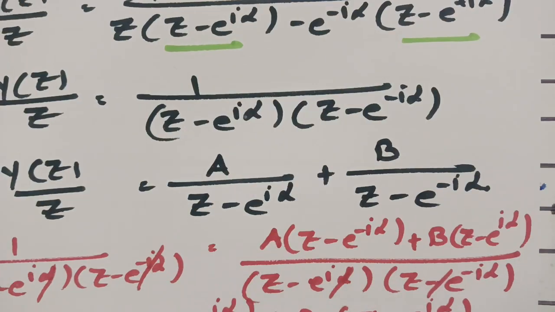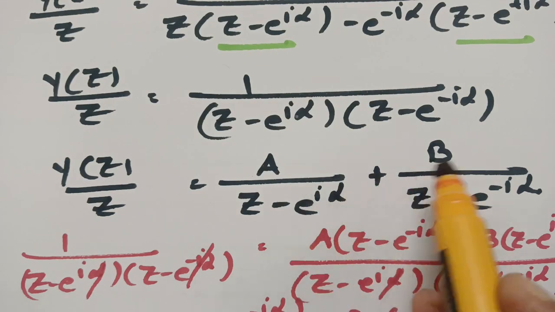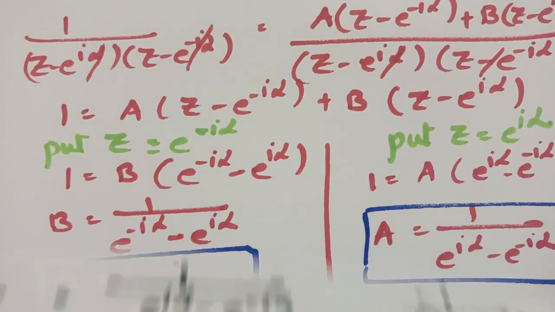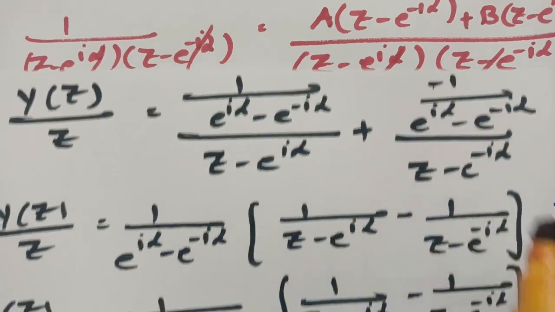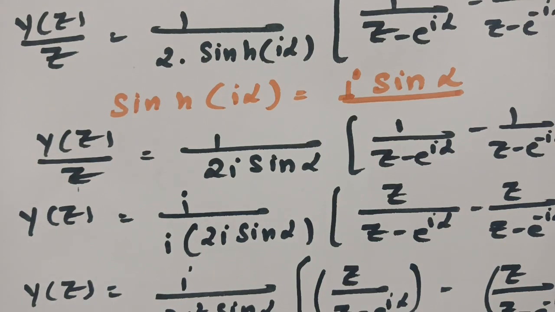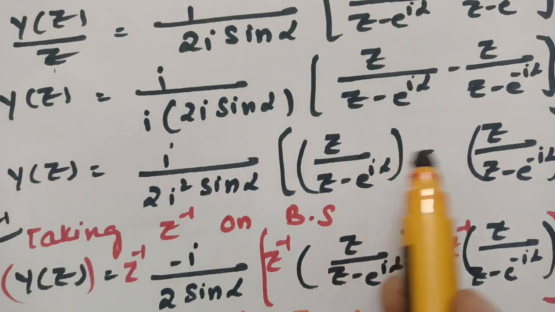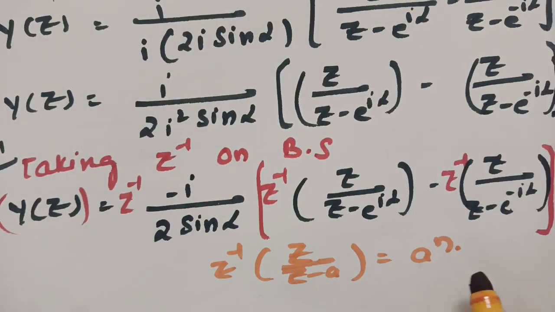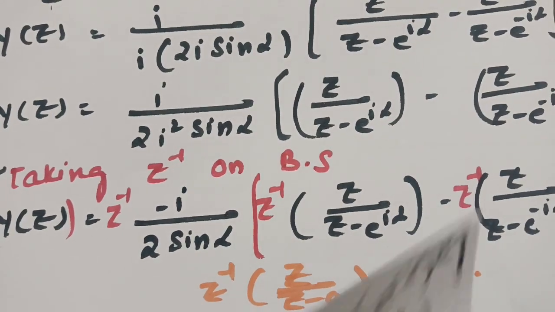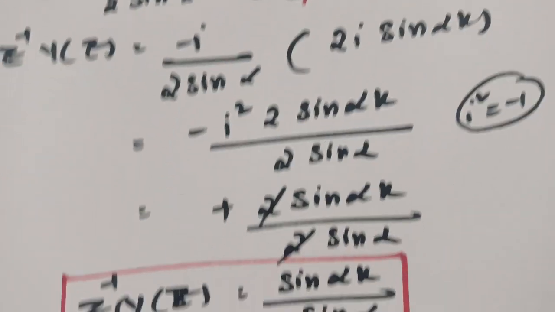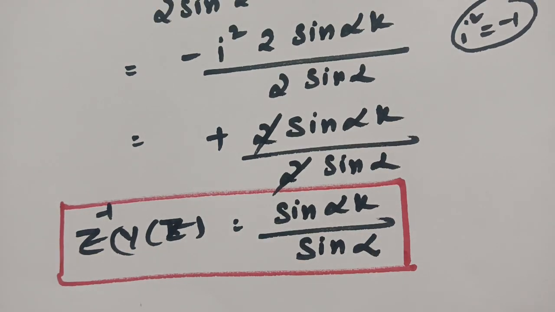After getting y of z by z as this, we have to find out the values of a as well as b, and resolve into partial fractions. After getting the a value and b value we have to substitute here, and next we have to simplify this one, and after simplifying we have to send this z to the other side, and apply z inverse on both sides, and again using the formula of special functions a power n. After calculating we got the final answer, z transforms of sine of alpha k by sine alpha.